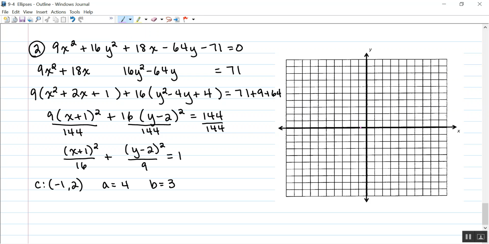So I have negative 1, 2, and since my larger number is under x, this is going to have more of a horizontal orientation. So from the center, I'll go 4 to the right and 4 to the left. And for my minor axis, up 3 and down 3. And I'll go ahead and connect those.